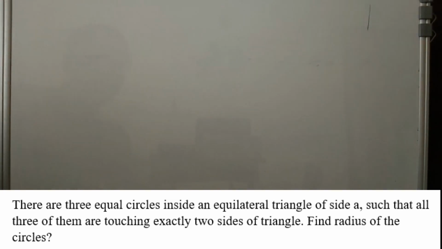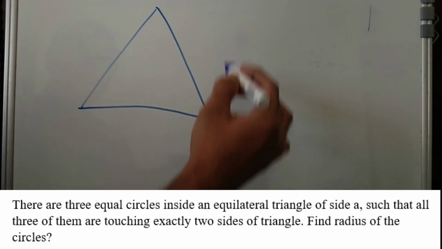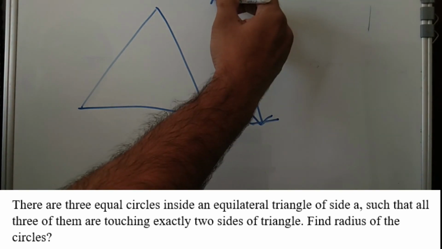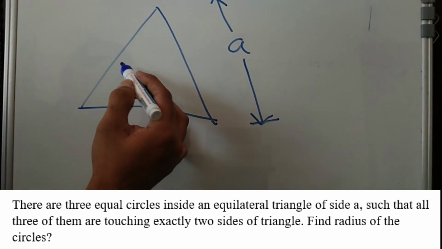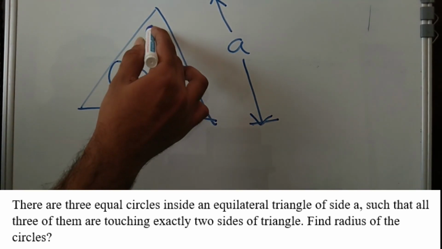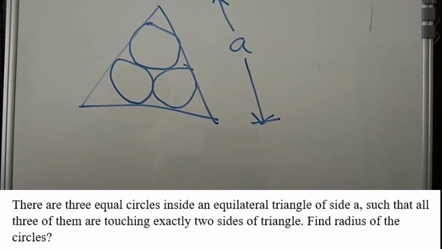Okay, next question, we have an equilateral triangle of side A and three equal circles. Equal circles means all of them are of the same radius and they are touching the sides of the equilateral triangle. So this is a very famous figure. You must have seen this figure in some questions here and there. So let's see how to work on this figure.